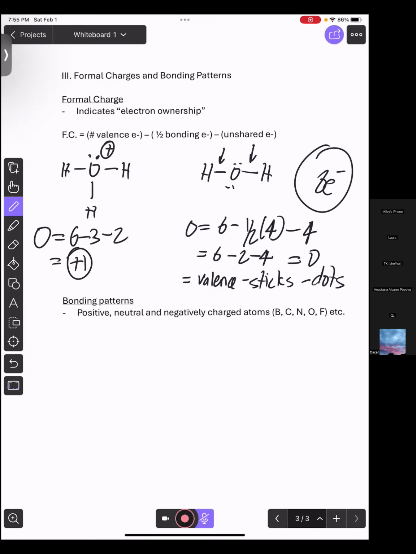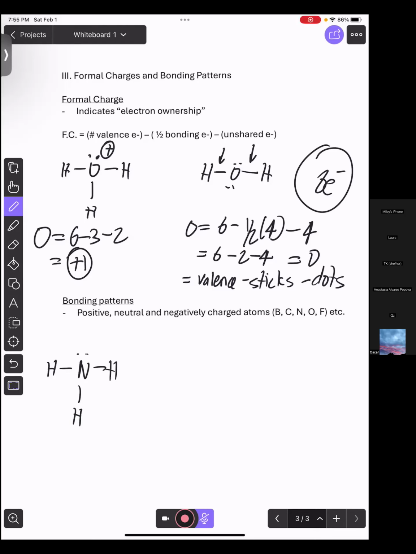Does anybody want to try another one? Do people want to try another one? Let's do another one. Let's see nitrogen. If I gave you this nitrogen, what is the formal charge on that nitrogen?